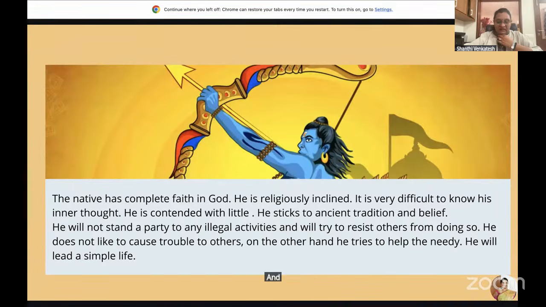Whatever happens, they'll always have this feeling that things will become better. That kind of optimism they'll have, the kind of faith they'll have that things are going to become all right.